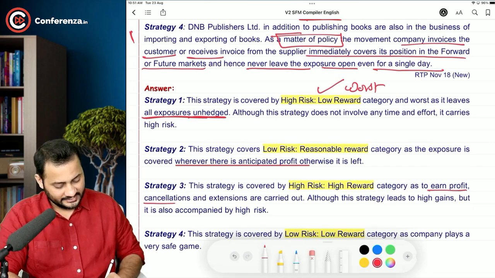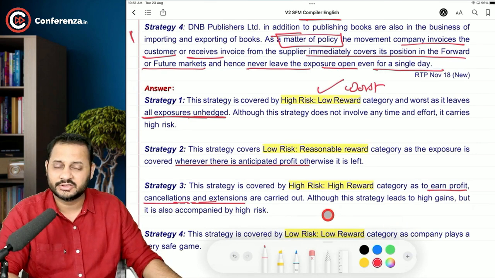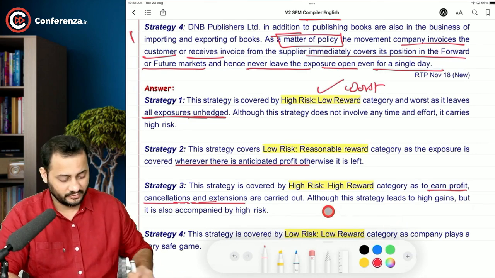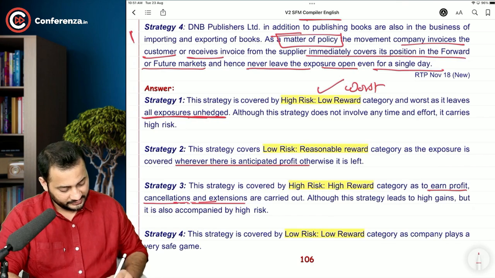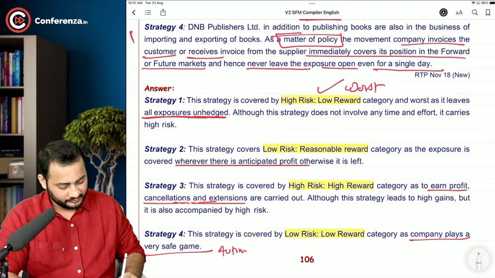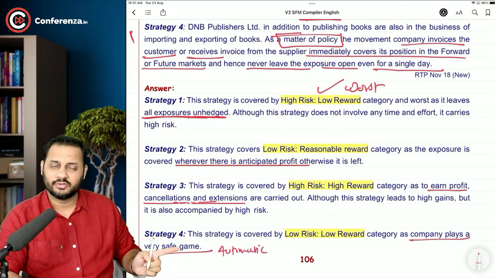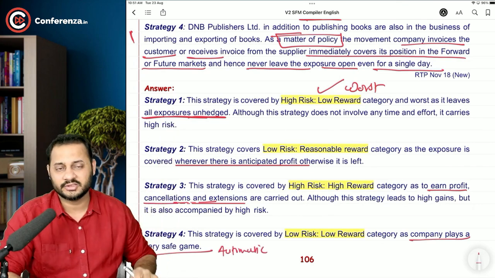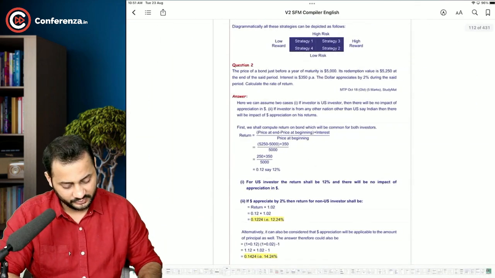Earning profit, cancellation and extension, profit center, etc. are things which explain the strategy's high risk, high reward. And automatic hedging, where the company plays a very safe game, is low risk, low reward. So these are the 4 strategies that you had to mention in the very first question.